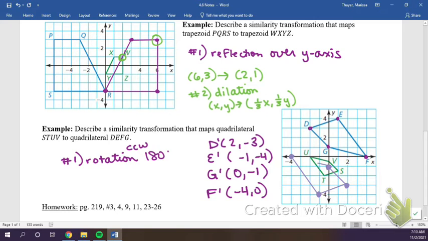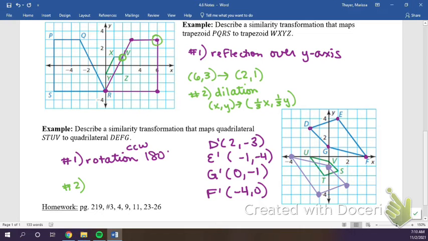When I connect those points, it does look like it's very close to my image. I now just need to translate it. So we do have the rotation. My second one is going to be this dilation. It needs to have one more movement that makes it a little bit smaller.